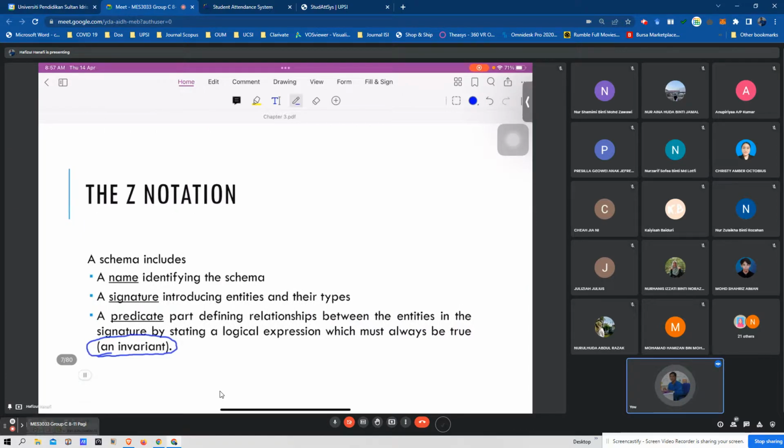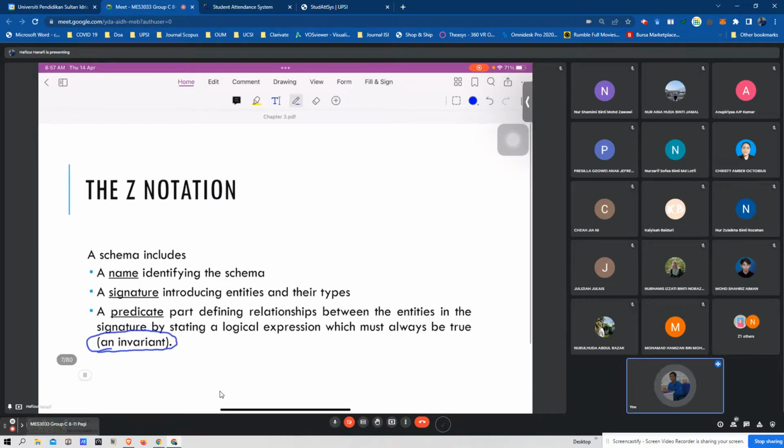For the exact notation, a schema includes a name in place of declaration. We have a place also for the predicate, and then we have a place for the set. And then we have a signature introducing the entities and the types, and then the predicate, a part defining the relationships between the entities in the signature by stating logical expressions, greater than or equal to, less than or equal to, which must always be true. It is also named an invariant.